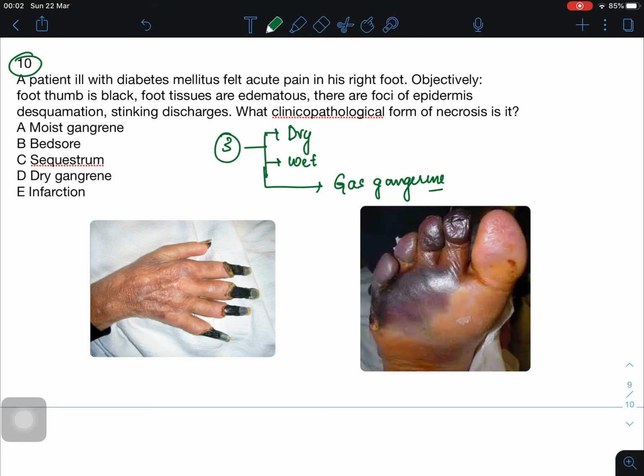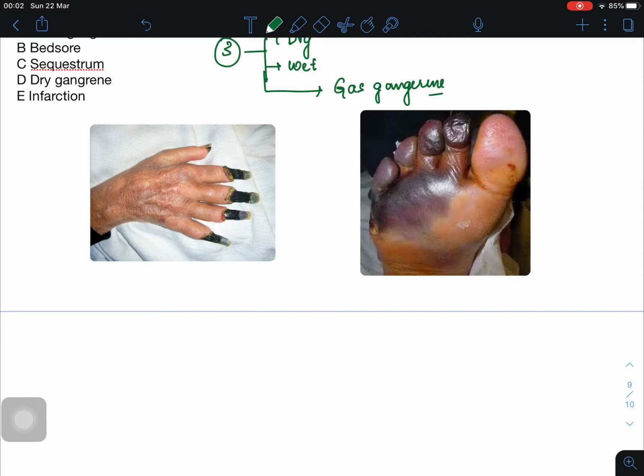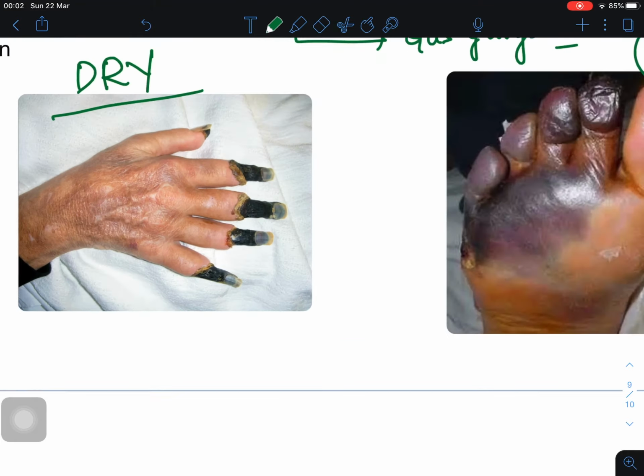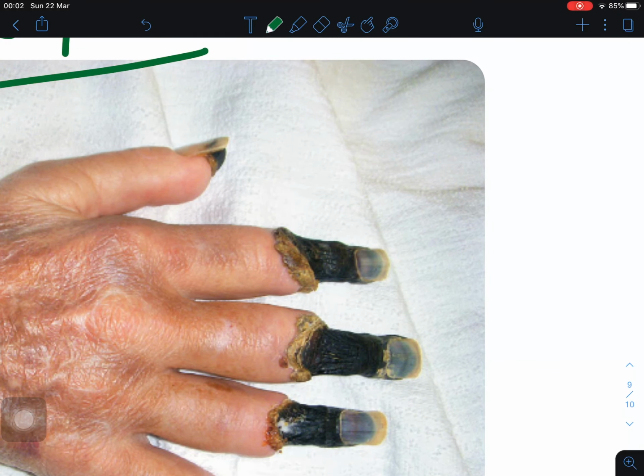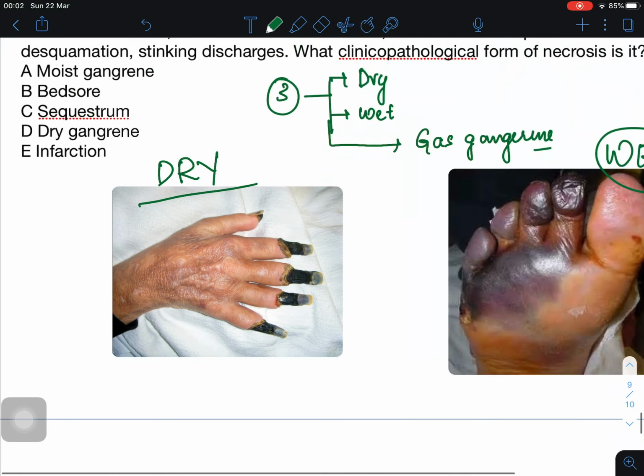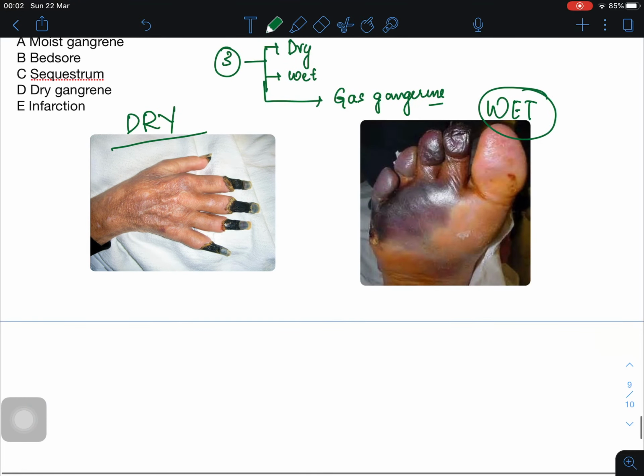So there are three types of gangrene: dry, wet and gas gangrene. Now this picture which you are seeing here is the picture of dry gangrene, and this picture on the right is a picture of wet gangrene, right? Now in this picture of dry gangrene, you see the fingers here very clearly. This part till here the tissue is fine, but you see here it has become completely black, right? Now what is the reason for it? What is dry gangrene, what is wet? We'll be discussing it right now.